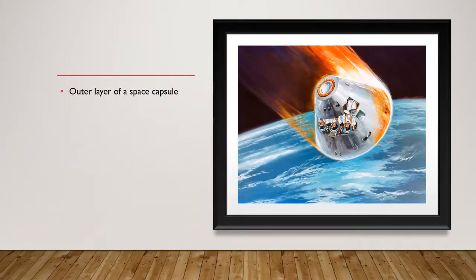This is a space capsule that brings astronauts back to the Earth. Okey, ini adalah kapsul angkasa yang digunakan untuk membawa angkasawan pulang ke bumi. Okay, when a space capsule enters the atmosphere, it encounters air resistance. The heat generated can cause the capsule to be heated to extremely high temperature. Therefore, the outer layer of the space capsule is made of a material with a very high specific heat capacity and boiling point to prevent it from burning up.